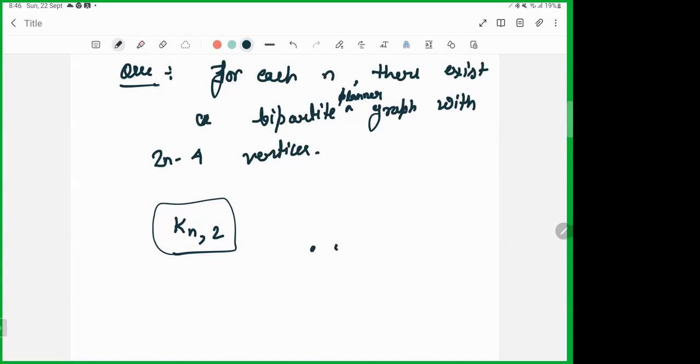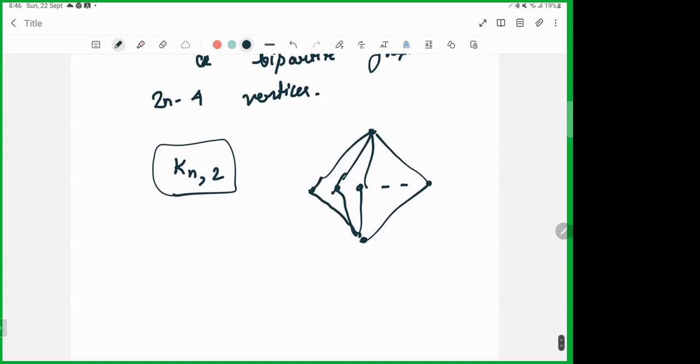So basically you can think in this way. Suppose you have n vertices and one vertex is here, one vertex is here. Each one is connected to the middle ones, so how many edges do you have basically? You have n vertices, exactly 2n edges basically. And the vertices are n plus 2.